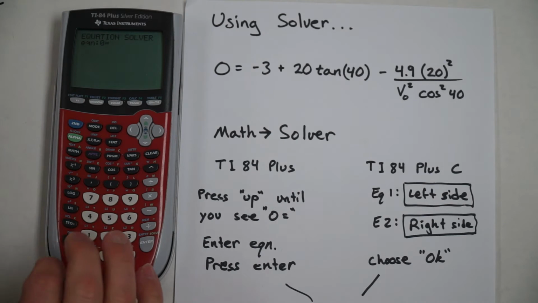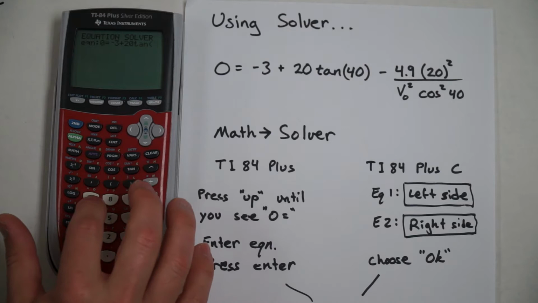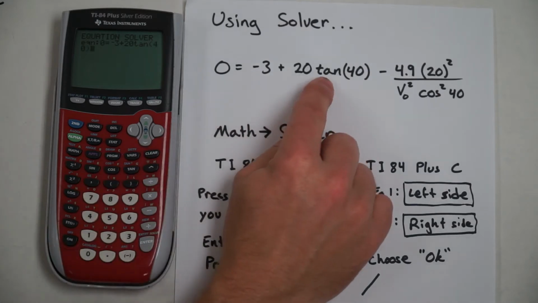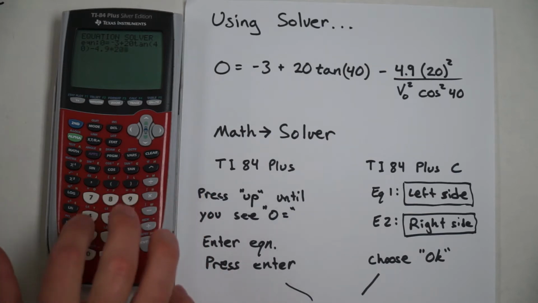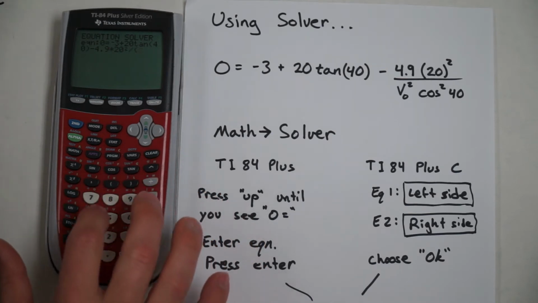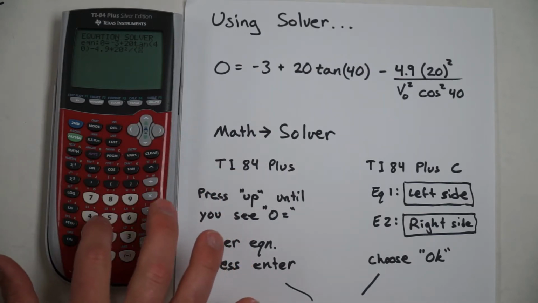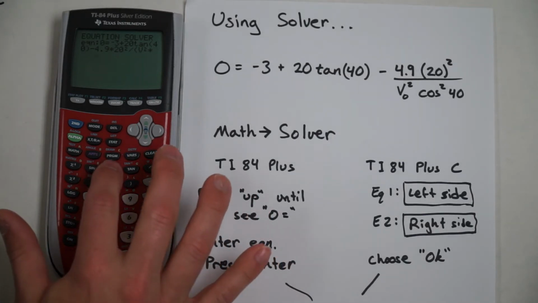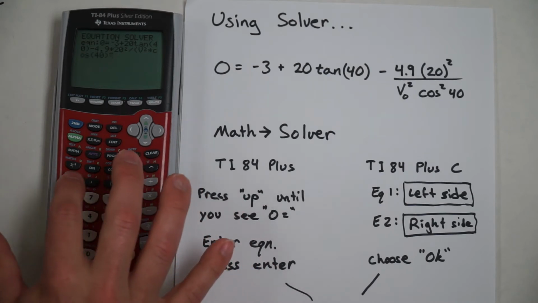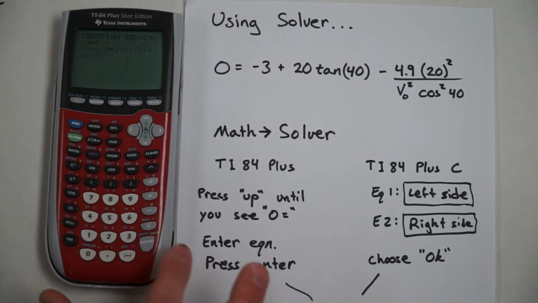Okay, so I'm going to hit clear since there's something in there. So negative 3 plus 20 tan 40. Now make sure you're in degree mode if you're using degrees here. Minus 4.9 times 20 squared divided by v squared, which I was going to call x, but let's call it v, what the hey. Alpha v, you could call it x though, squared times the cosine of 40 squared. Okay, so I've typed that into my calculator. I just press enter now, and it gives me v equals 0.